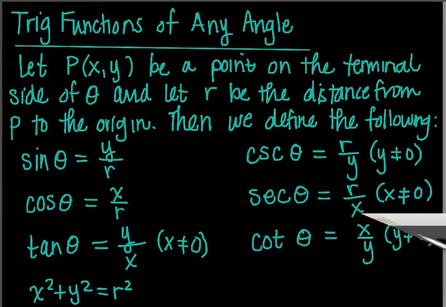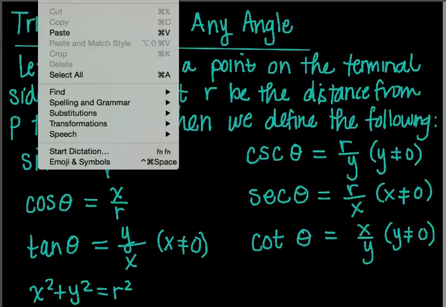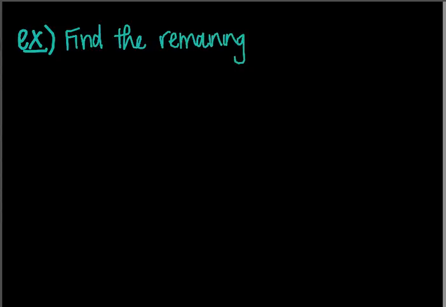Let's try a couple of these. So I want to come back to here, remembering that sine is y over r, cosine is x over r, tangent is y over x. And let me go ahead and clear all of this, and let's do some examples, okay? All right. So for example, find the remaining 5 trig values of theta.